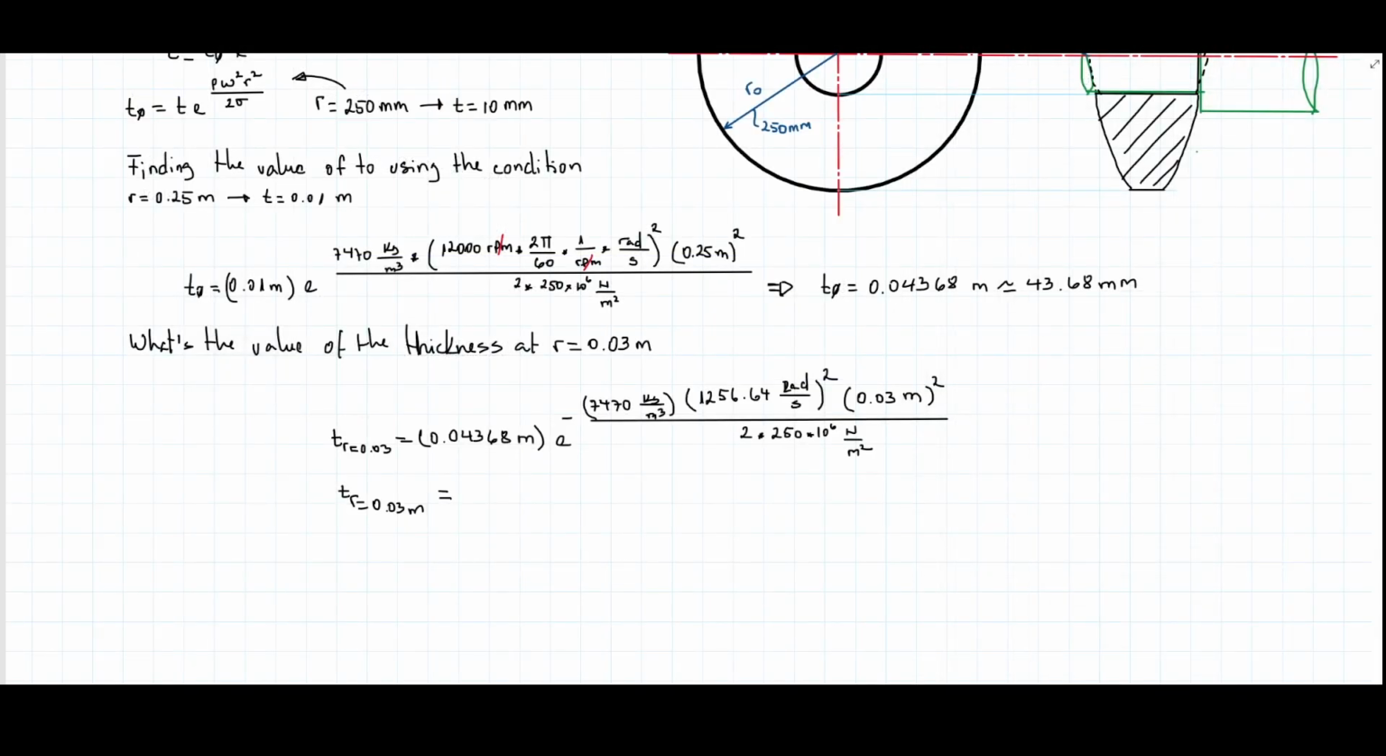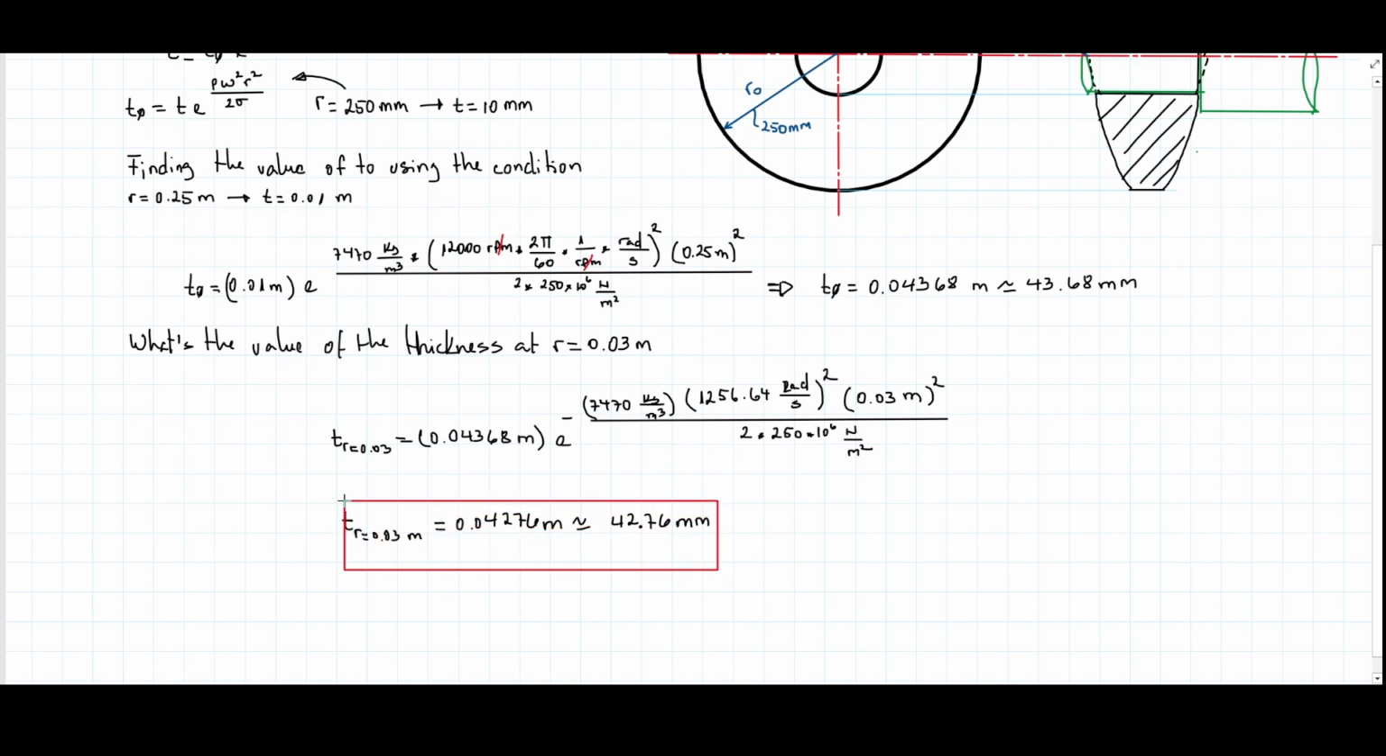So let's go back to OneNote to see this. And so the answer, let me write this down better because this is not legible. So T, when the radius equals 0.03 meters, equals 0.04276 meters, which is 42.76 millimeters. And this is the answer, and that was it.